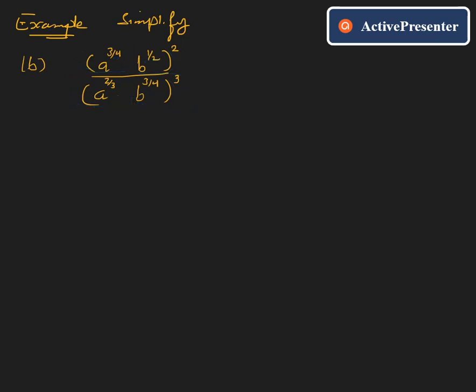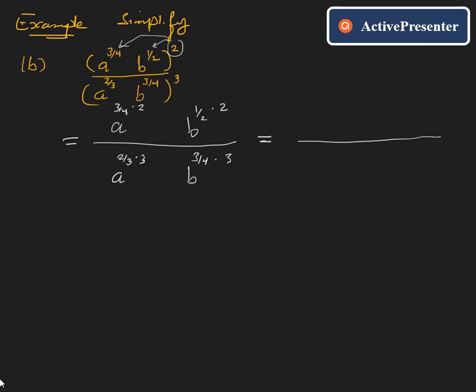To answer this, let's now take this exponent, multiply it into this exponent, and multiply it in this exponent. So this will equal a to the power 3 over 4 multiplied in 2, b to the power 1 over 2 multiplied in 2, and here a to the power 2 over 3 multiplied in 3, b to the power 3 over 4 multiplied in 3. So this is equal to what?